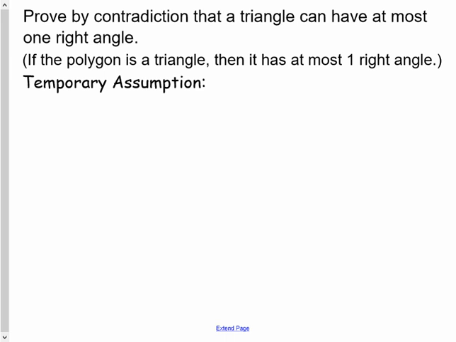Next, prove by contradiction that a triangle can have at most one right angle. So again, our if-then statement to think about would be: if a polygon is a triangle, then it has at most one right angle, which means less than or equal to 1, right? So our temporary assumption is: pick a triangle, ABC, that has greater than or equal to one right angle, would be the flip.